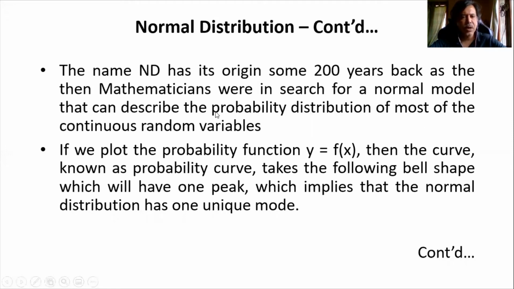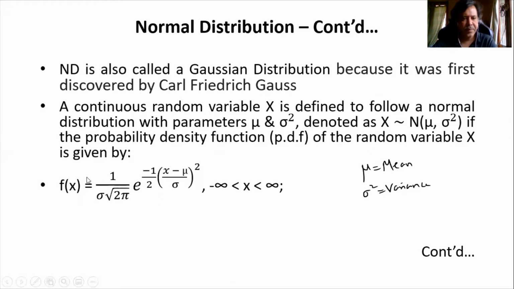The name normal distribution has its origin some 200 years back, as the mathematicians then were in search of a normal model that can describe the probability distribution of most continuous random variables. So if we plot this function, if I call this y, then for every value of x that I allocate between negative infinity and positive infinity, I may get a value of y. That means I can get a coordinate x comma y for each value of x.